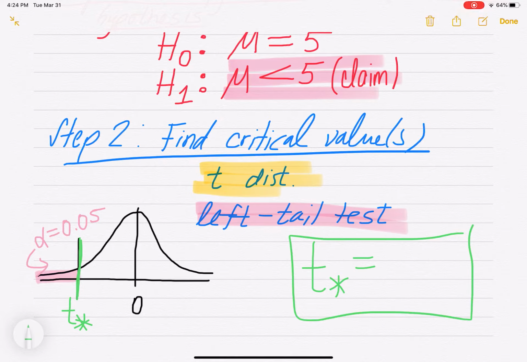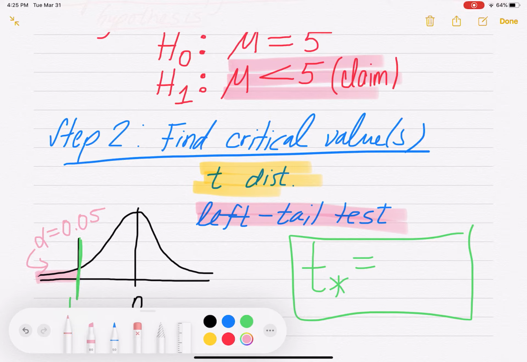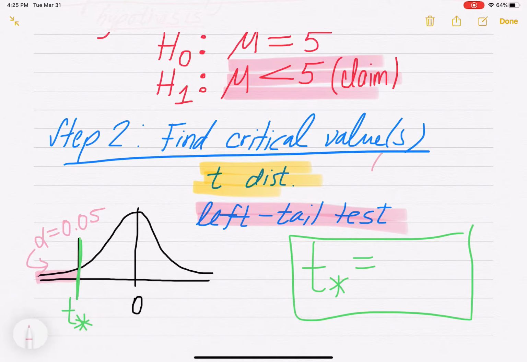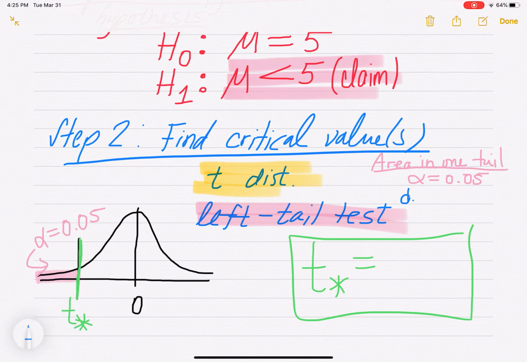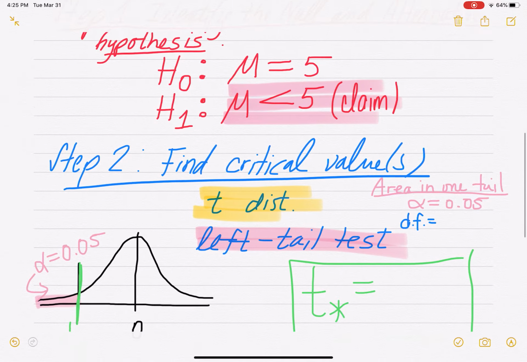All right, so how am I going to find this? Well, you have to go into your t table. But before we do that, first of all, notice that your significance level, your area in one tail, is 0.05. Then you need degrees of freedom, right? I'm going to do those in blue. Degrees of freedom are 1 less than the sample size. So let's go back and look at the sample size.